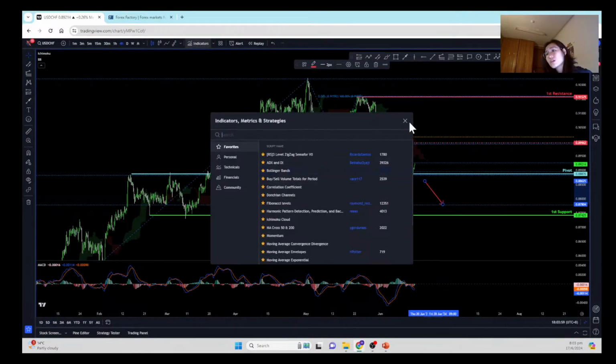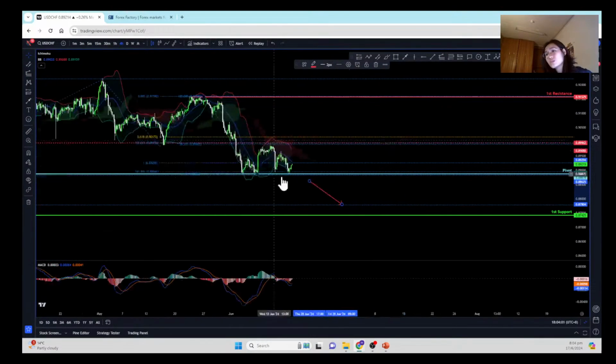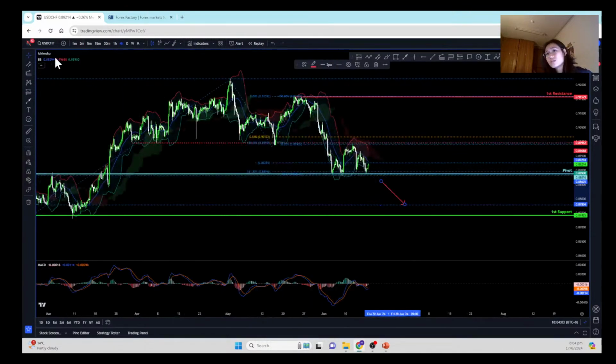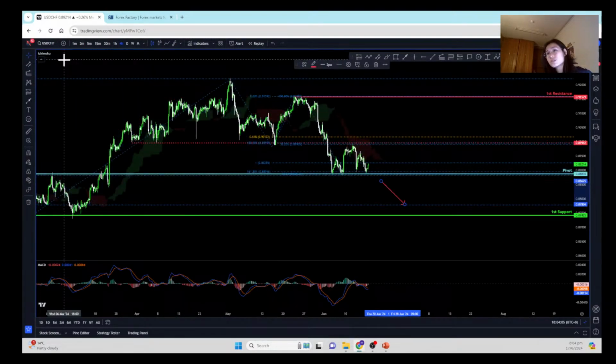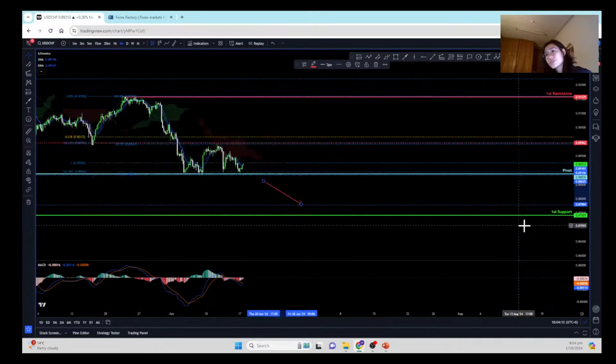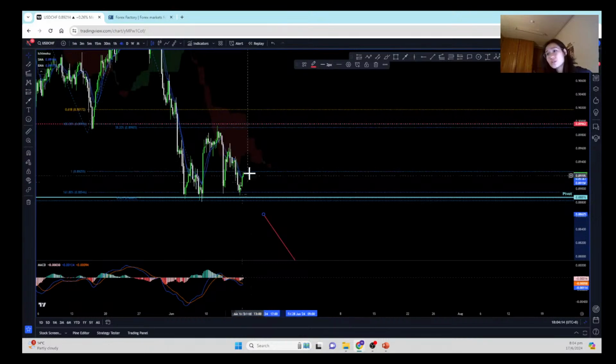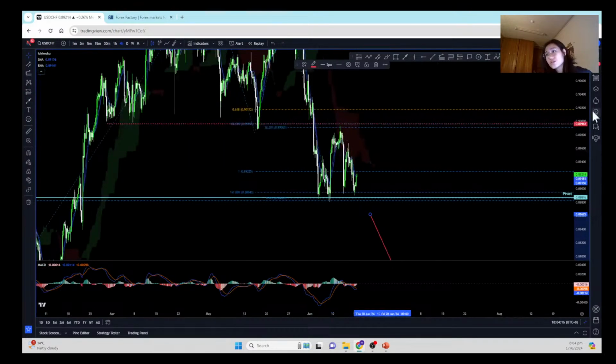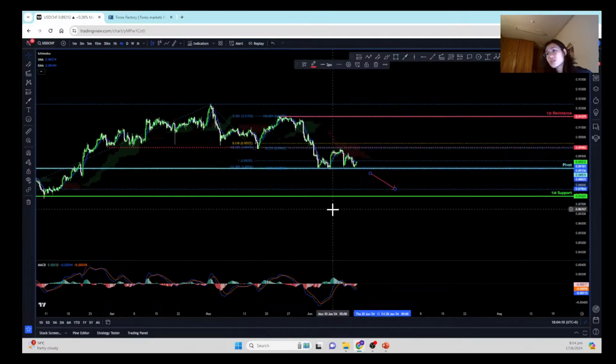If we look at other indicators as well, you see the Bollinger isn't telling us much here. On moving averages, price is moving below the moving averages, so it is giving us a bearish signal.